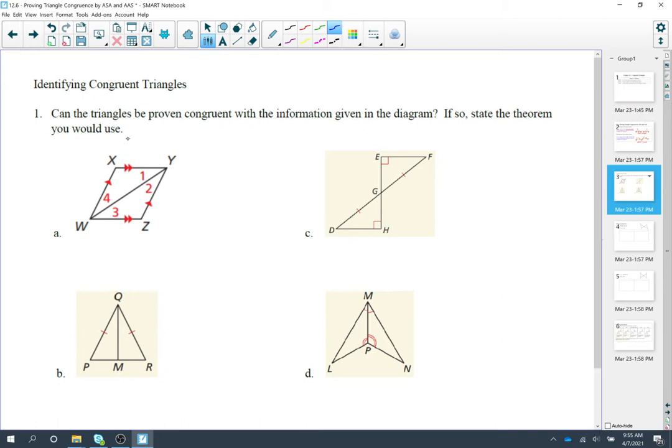So in this one, if I'm looking at my parallel lines, let's look at these first. Parallel lines cut by a transversal. I can say that angle 2 is congruent to angle 4, and the reason is because they are alternate interior. I can also say that this line that cuts through the middle here, WY, is congruent to WY because of the reflexive property.